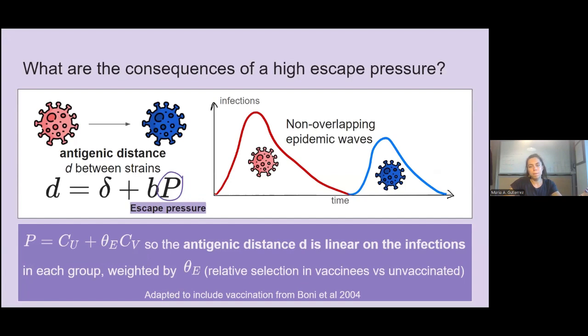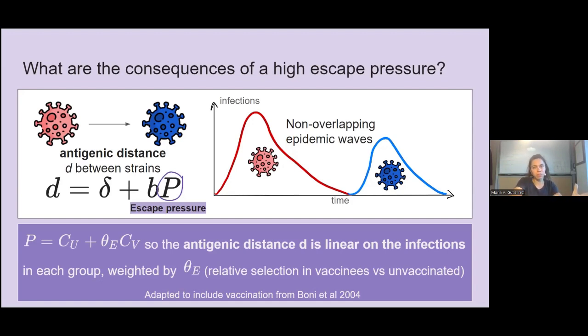So I'm going to take a slightly different approach to what I was doing in the previous part of the talk, because I was assuming that a new strain emerged during the epidemic of the wild type. But here I'm just going to assume that a new strain has emerged and is spreading after the epidemic of the wild type has ended, so not overlapping epidemic waves. And the reason for that is that I'm going to use the cumulative escape pressure over the first wave to determine the cross immunity between the two strains.